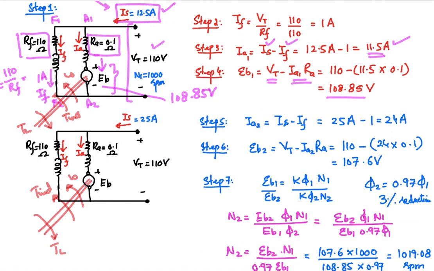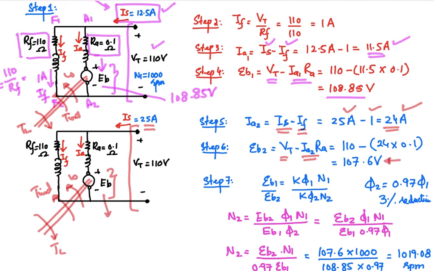So what is the change in the armature current if the supply current goes to 25 ampere? So we know that the current in this branch is 1 ampere. It is not going to change because the voltage is going to remain constant, 110 volt. So the current in this branch is fixed, that is 1 ampere. So we can work out armature current, that will be the difference of this current and this current. So armature current is IS minus IF, 25 minus 1, so that is going to be 24 ampere. Now we are going to work out the new back EMF because of the increase of the load. So that is VT minus IA2 into RA, so that is 107.6 volt.